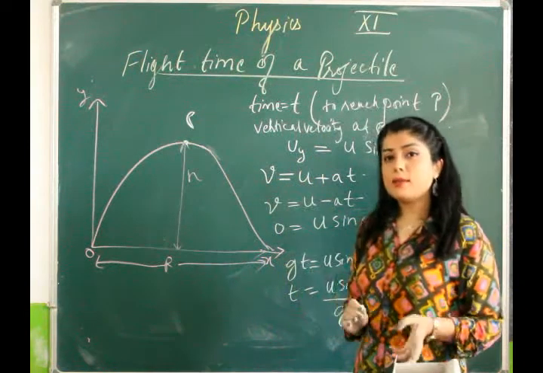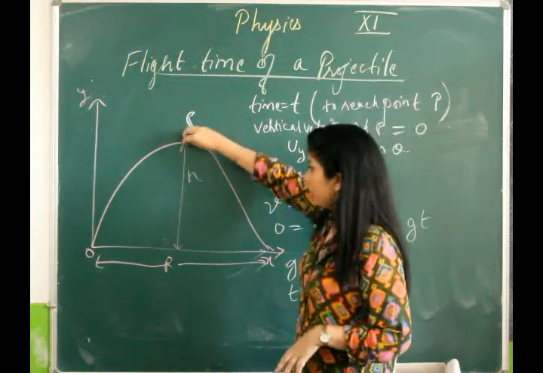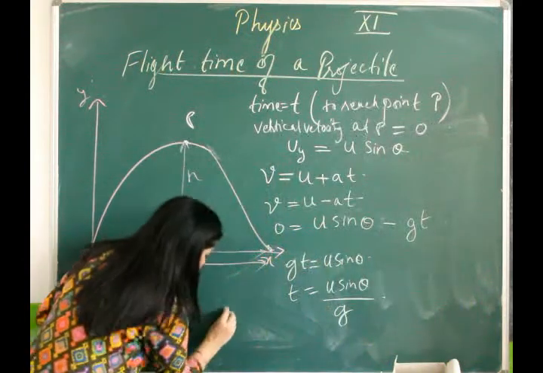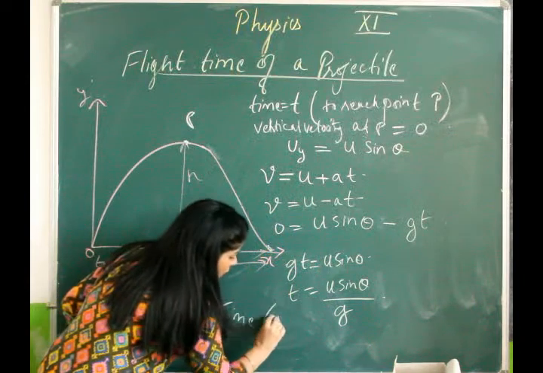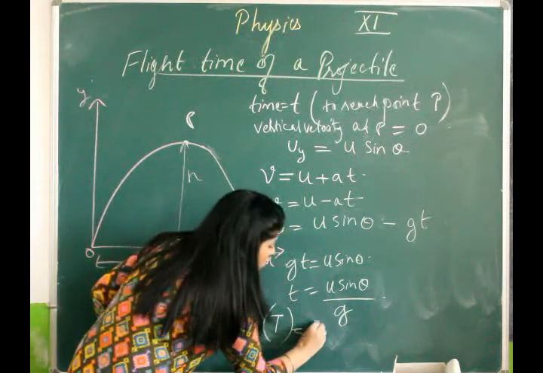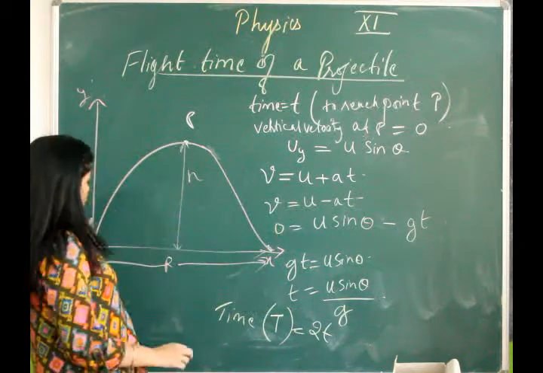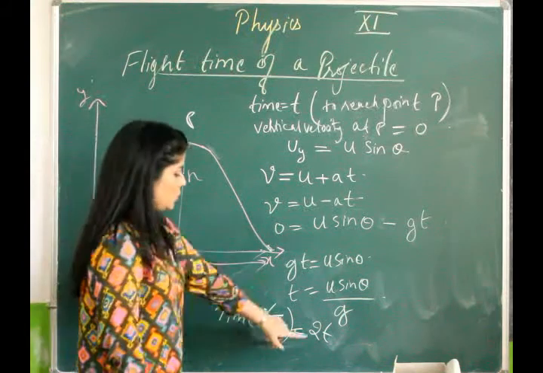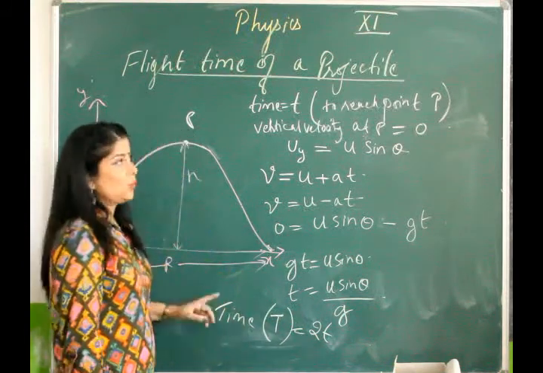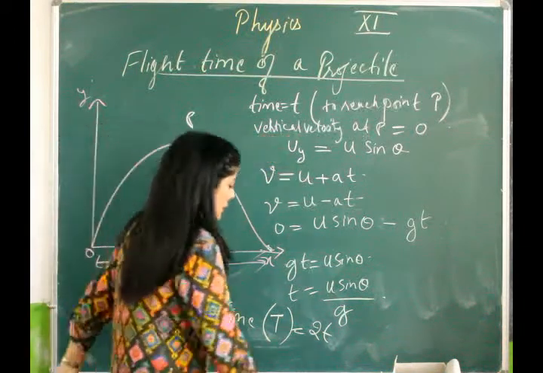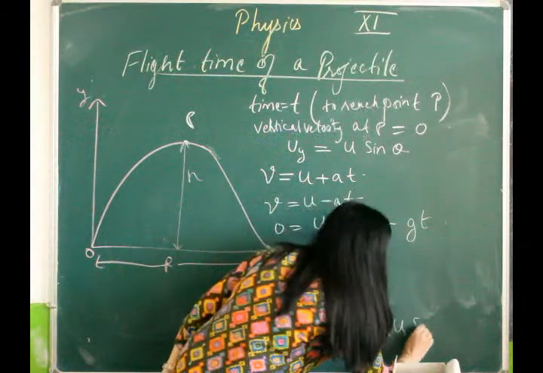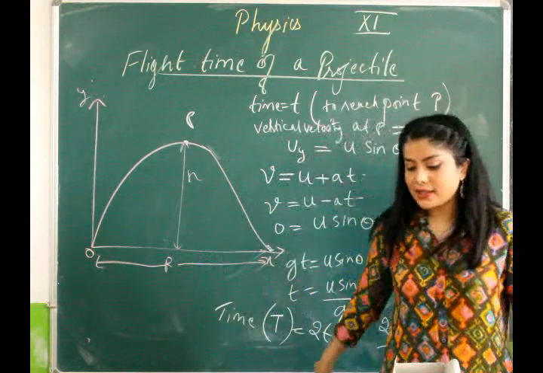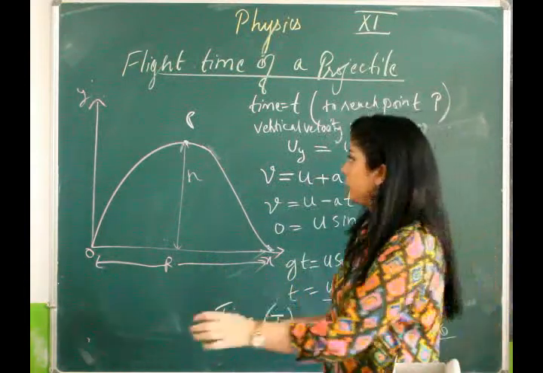Now, the same amount of time is taken to reach from point P to the final point over here. So the total time, denoted by T, is equal to twice small t, because reaching from this point to this point and from this point to this point takes the same amount of time. So 2t will give us the total time, which is the flight time of a projectile. This gives 2u sin theta divided by g. This is the total flight time of a projectile. Okay, this is the first one.